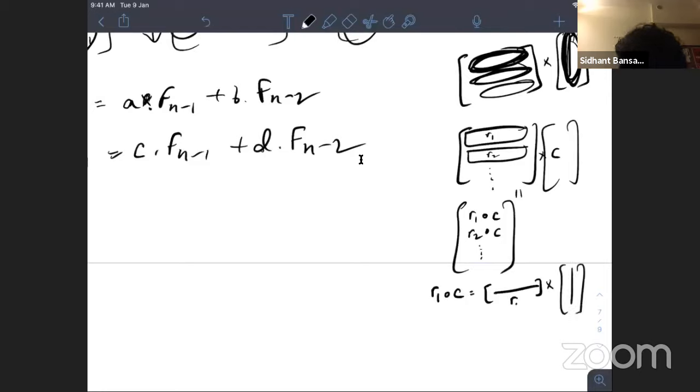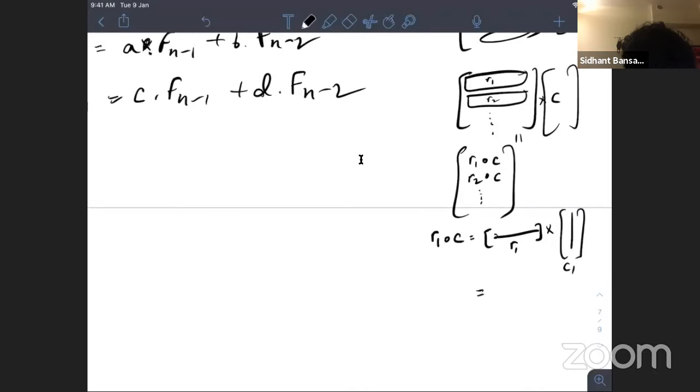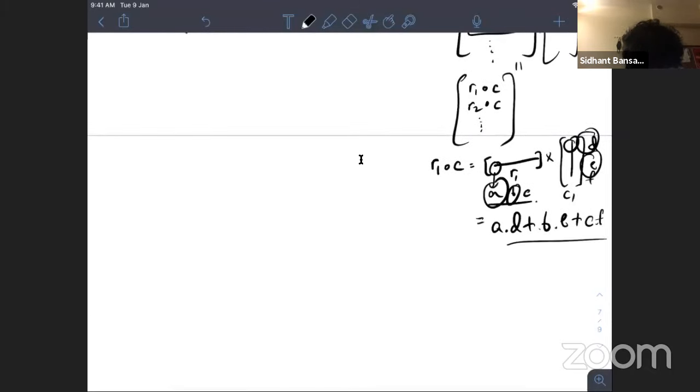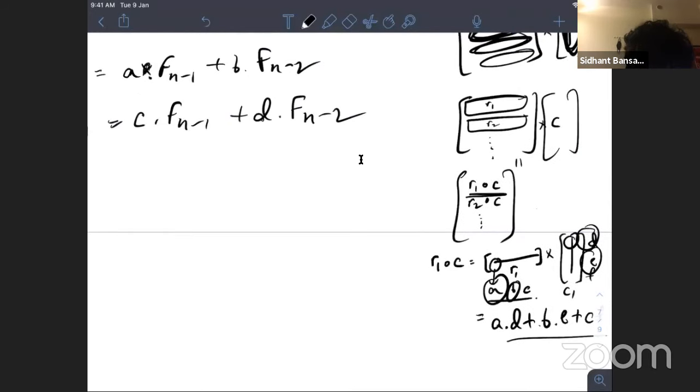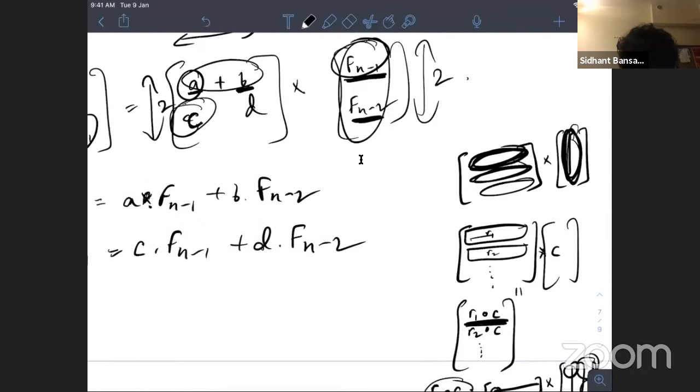This is the row and this is the column, which means the first entry multiplied by the first entry. So let's say these are A, B, C, and these are D, E, F. Then A times D, which is first entry times first entry, plus second entry times second entry, B times E, plus third entry times third entry, which is C times F. That's it. That's the dot product, R1 dot product column. So when you're doing this multiplication, this value is going to be R1 dot C, this value is going to be R2 dot C, and so on.